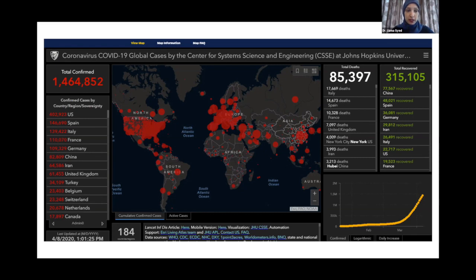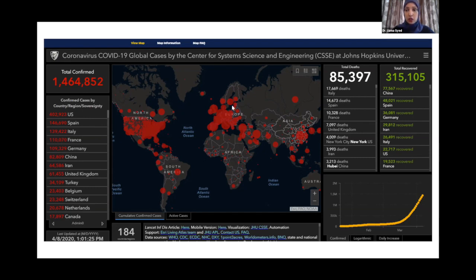Obviously, there's over 1 million cases worldwide. And there's a little breakdown over here, which shows over 400,000 cases reported in the US alone. And then after that, you can see that Spain has 146,000 cases, followed by Italy, 139,000. And following that is France, Germany, and China.